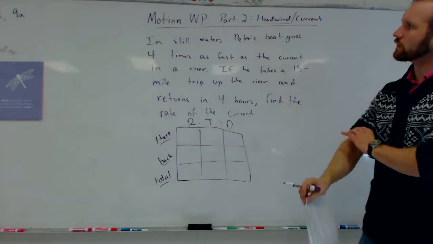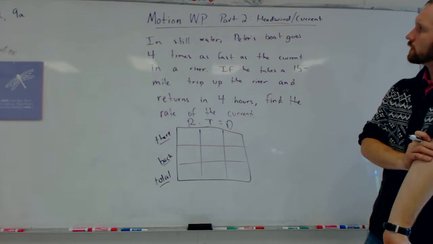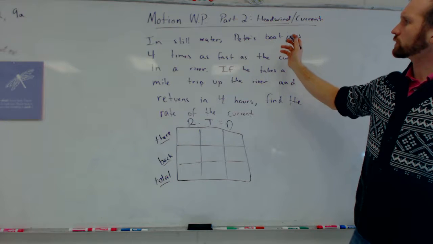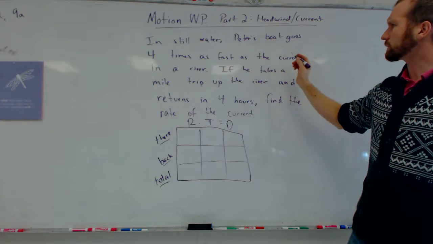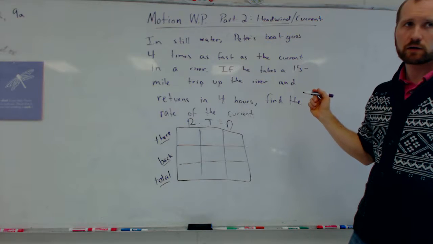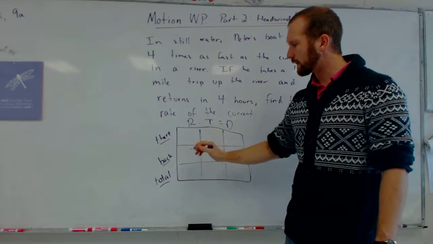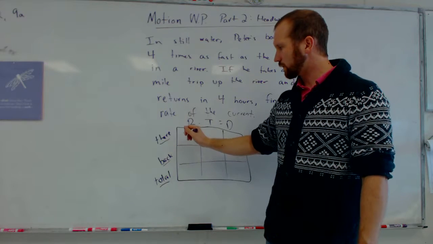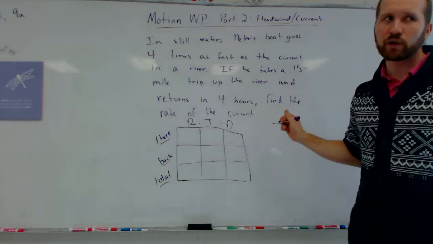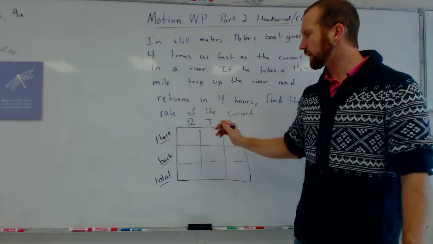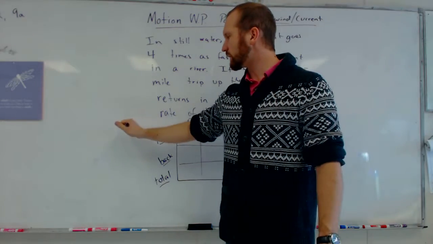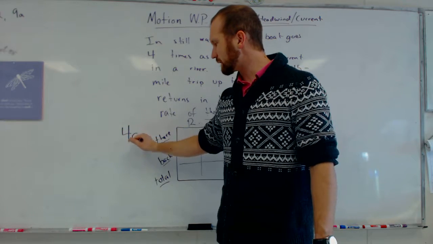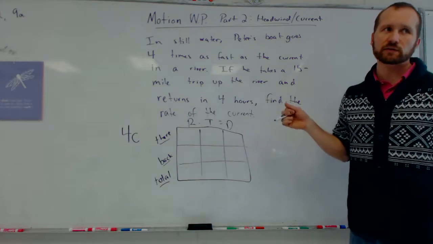But in this case, they really only talk about the total. So let's try to fill in the total. We know that his boat goes 4 times as fast as the current in a river, right? So we could say that his rate going there, this problem is actually kind of complicated. So if we were to just think of the rate of his boat, it would be 4, and then let's just use C for current. His rate is 4C.